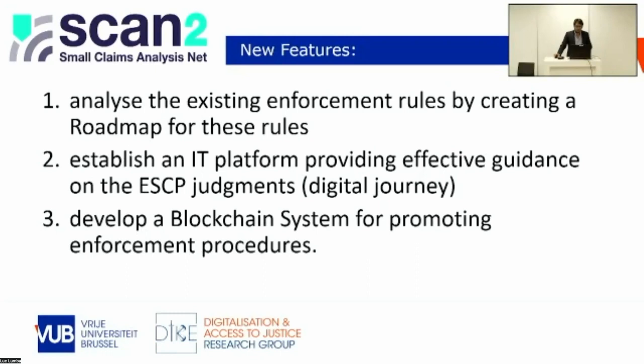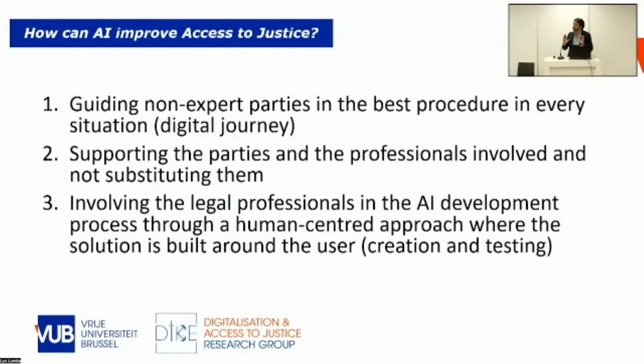So these are the two current projects. And from these two projects, I want to stress a few points that were already introduced by Gregory, but that are, for me, the last statement with which I would like to close my small speech. So one of the most important things that AI can do to improve access to justice is really also to guide the people who don't have any clue about what to do and what their chances are. And this is what we call this digital journey.